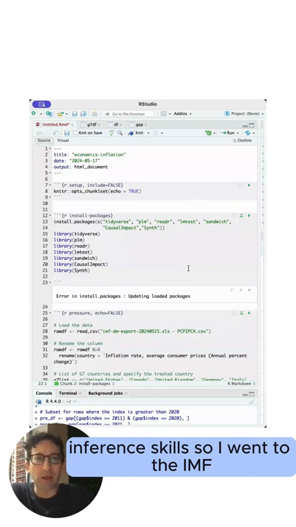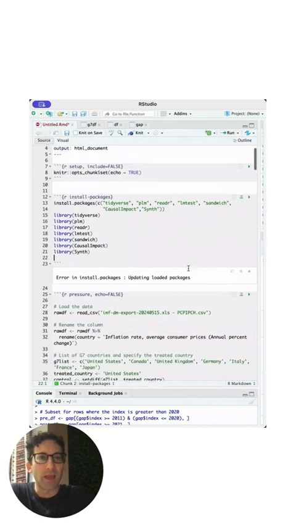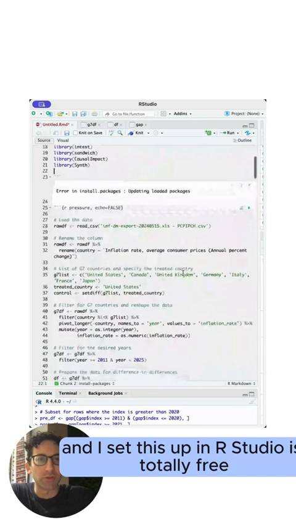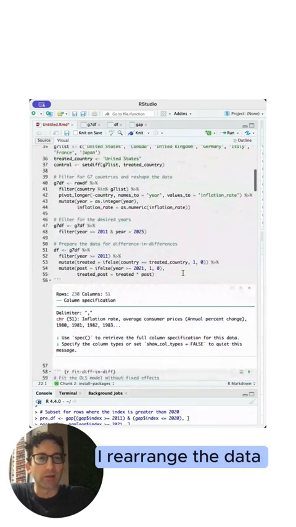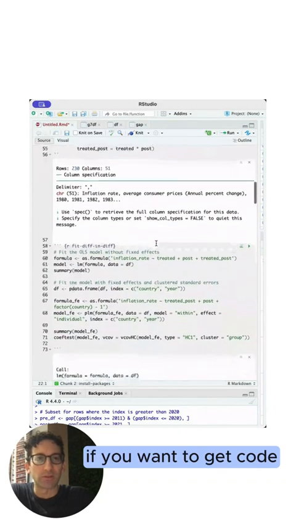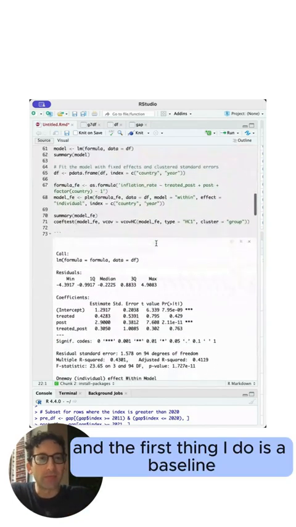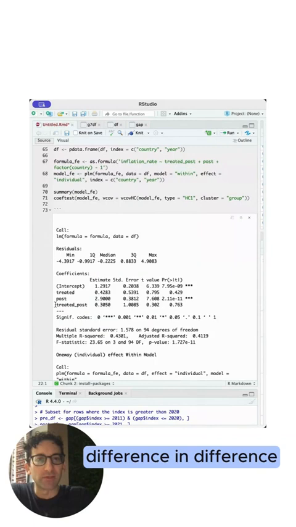So I went to the IMF and I found some data on country level inflation rates by year. And I set this up in R. RStudio is totally free. I rearranged the results. You can use ChatGPT if you want to get code to pivot your data set. And the first thing I do is a baseline difference in difference.